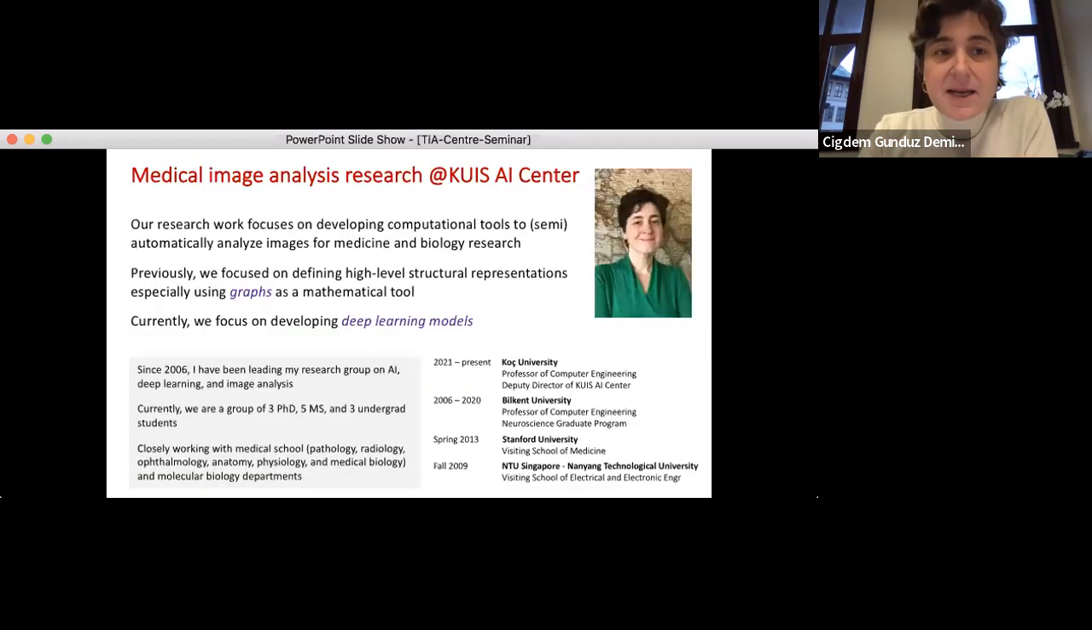And at the center, I am leading a research group on medical image analysis. Together with my students, we are working on the design and implementation of computational tools to automatically analyze images for medicine and biology research. Our current focus is to develop deep learning models. Our university has also a very strong medical school, and we are collaborating with many professors from our medical school.